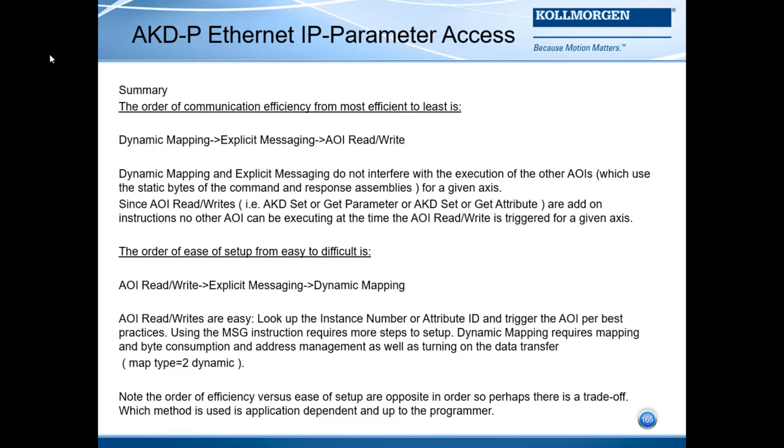Using the MSG or messaging instruction requires more steps to set up. Dynamic mapping requires mapping and byte consumption and address management, as well as turning on the data transfer map type equals 2 for dynamic. Note the order of efficiency versus ease of setup are opposite in order, so perhaps there is a trade-off. Which method is used is application dependent and up to the programmer.